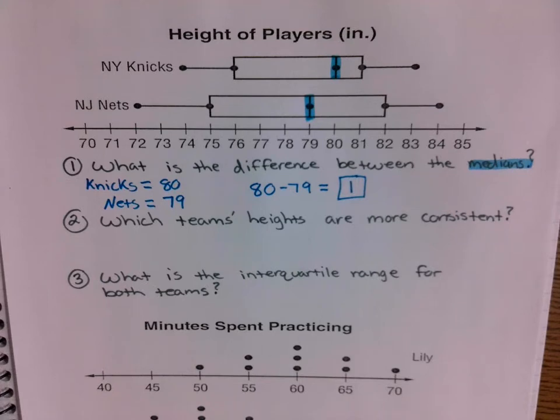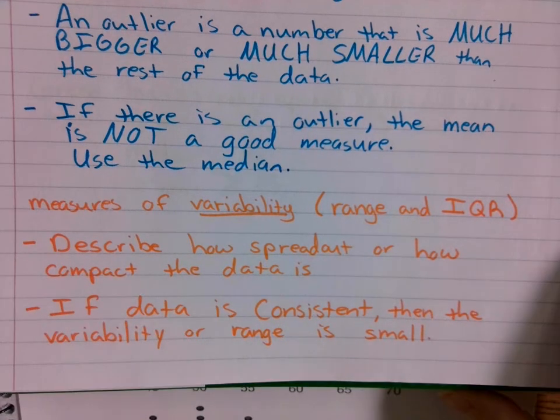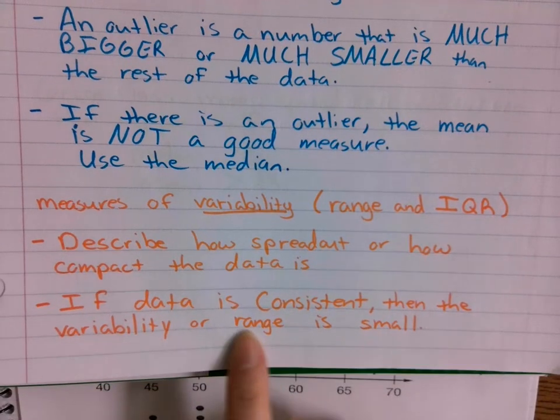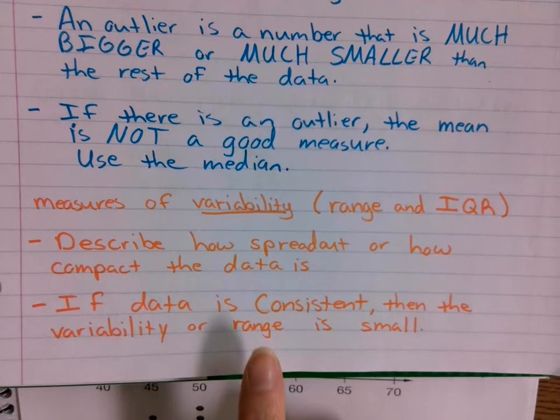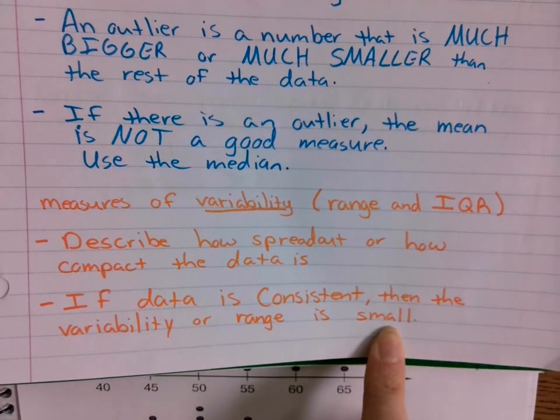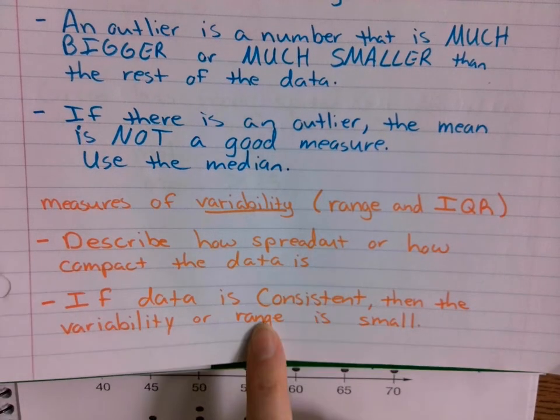Look back through your notes, guys. Go to the bottom of the very first page that we wrote on. Remember, I told you to star it. I said that it's important. What are we going to look at? The range. We're going to look at the range. And if we want it to be consistent, we want the range to be what? Small. If we want it to be consistent, we want the range to be small.